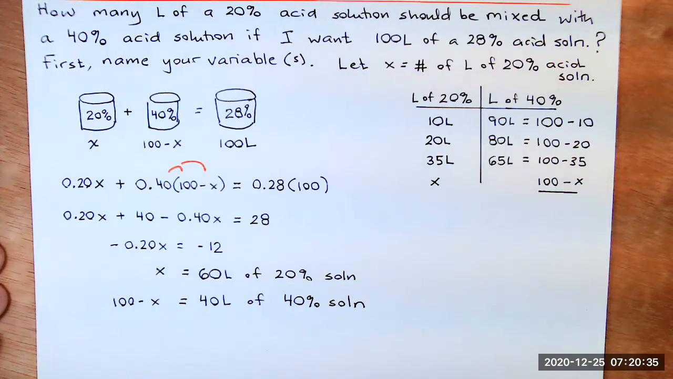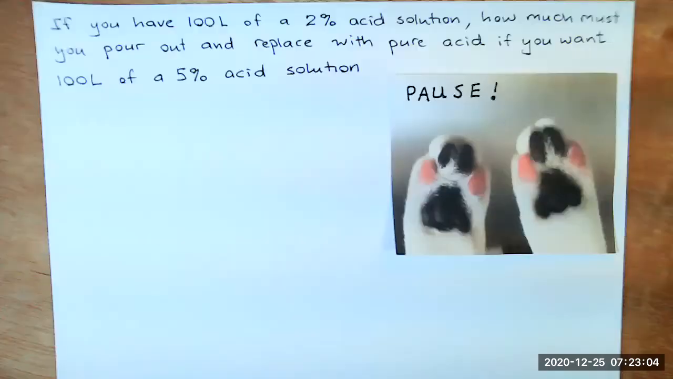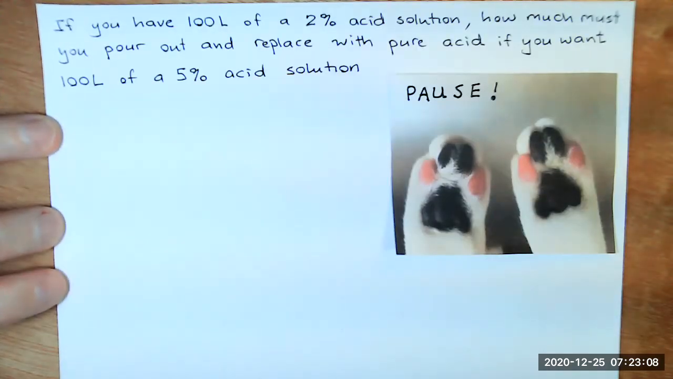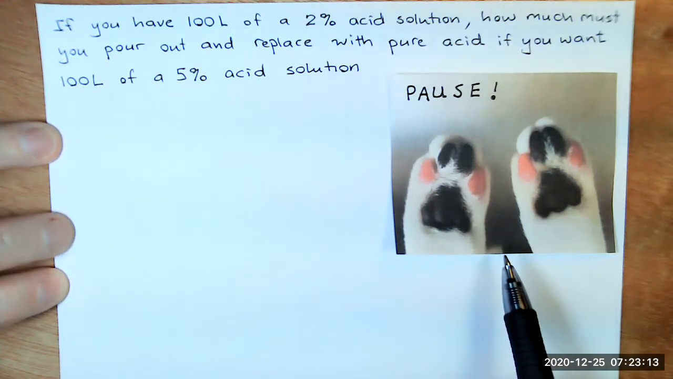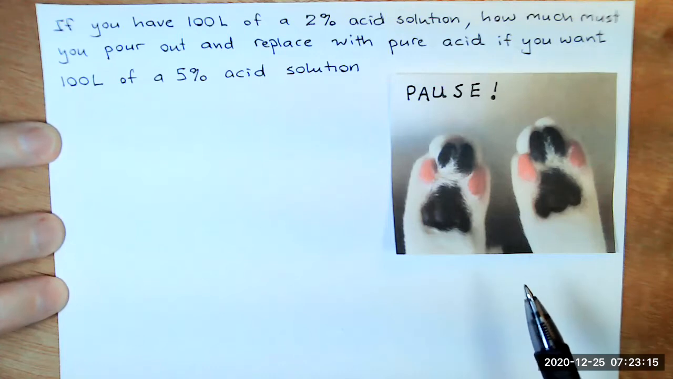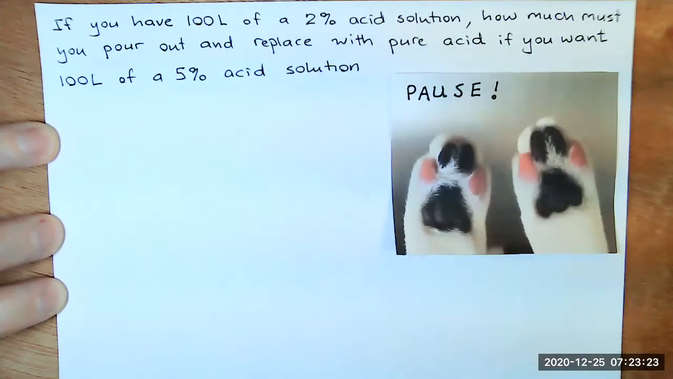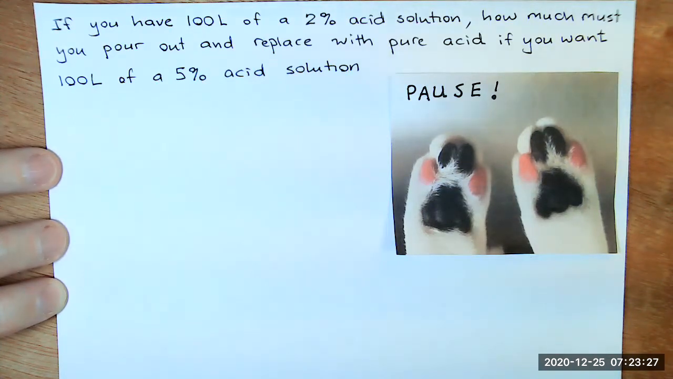All right, let's try another one. All right, this one's a little bit more challenging. And I would hit the pause button and try this one on your own. If you have 100 liters of a 2% acid solution, how much must you pour out and replace with pure acid if you want 100 liters of a 5% acid solution?